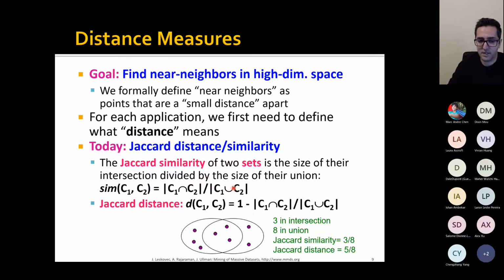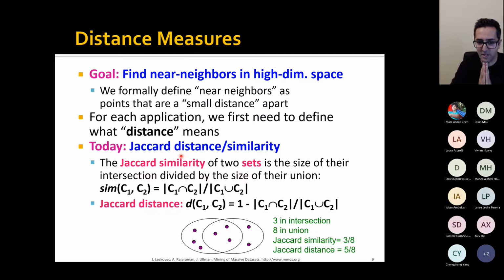We also define a similar metric called Jaccard distance, which is basically 1 minus Jaccard similarity. So if my Jaccard similarity is 3 over 8, the Jaccard distance is 5 over 8. I typically refer to Jaccard similarity in this lecture.